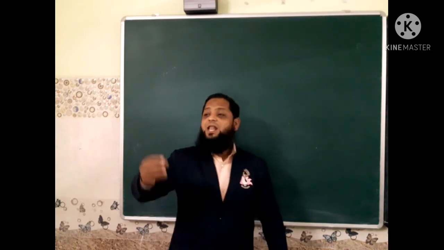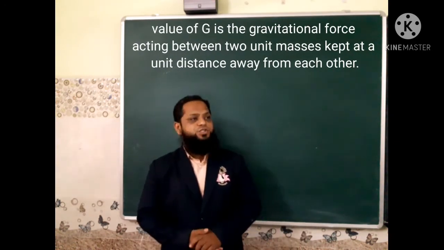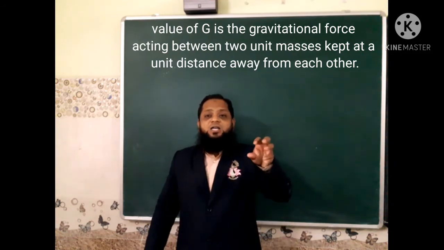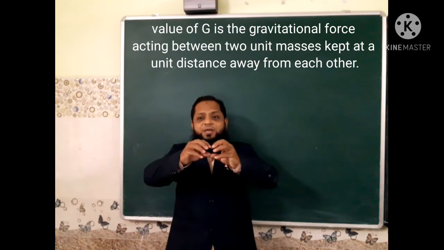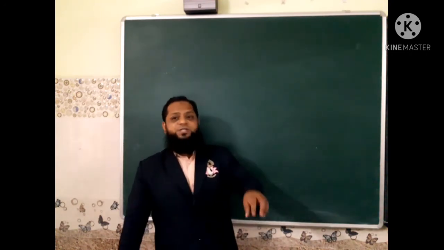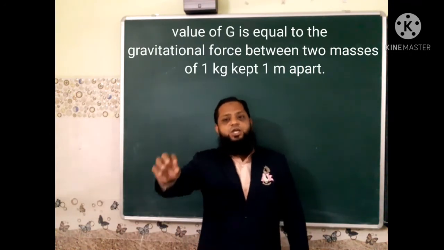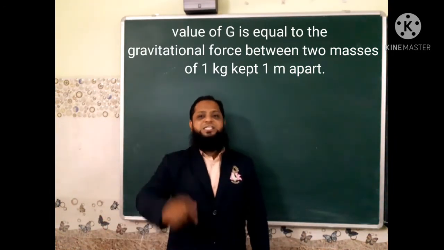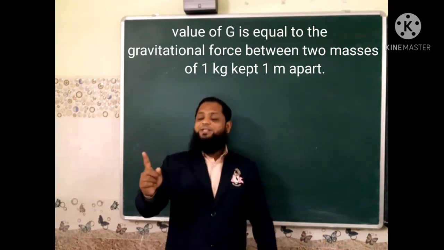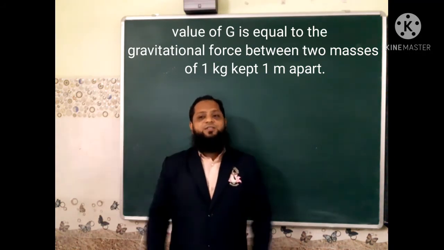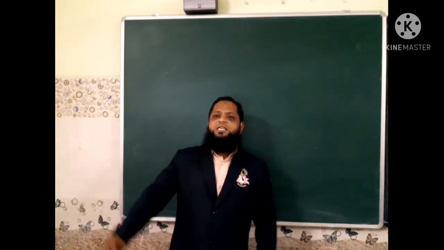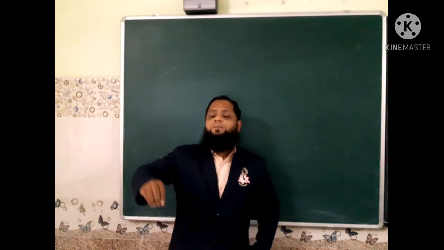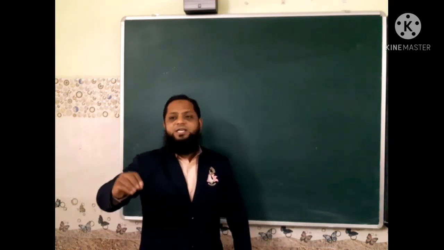Dear children, the value of G is the gravitational force acting between two unit masses kept at a unit distance away from each other. In SI units, the value of G is equal to the gravitational force between two masses of 1 kg kept 1 meter apart from each other. Dear children, the unit of G is Newton meter square per kg square.